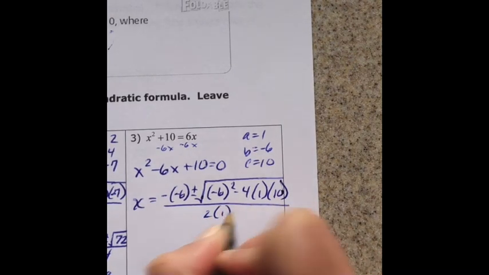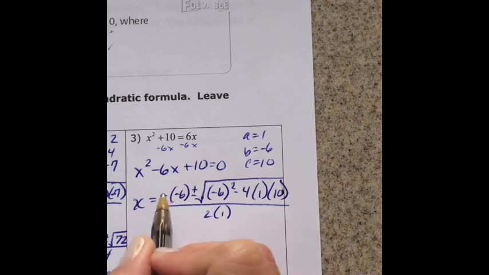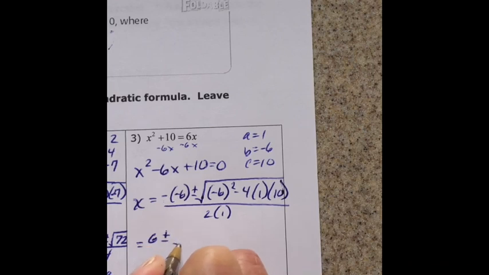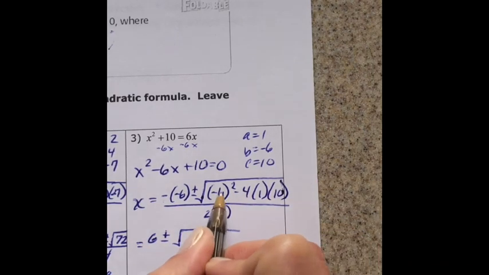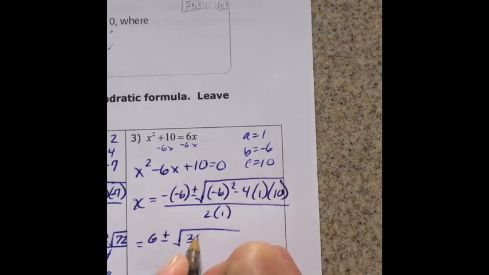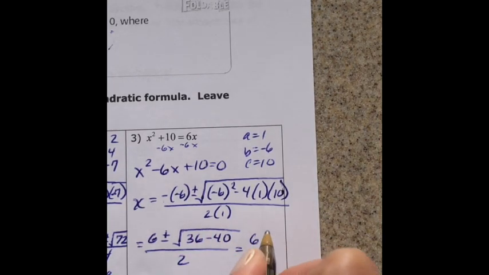Now you'll notice that I'm putting these in parentheses, because if you have the opposite of a negative 6, that turns into positive 6. Underneath the square root, when you take negative 6 squared, because the parentheses are there, it's positive 36. And then over here is negative 40. All over 2. Then I work out the underneath here, 6 plus or minus, uh-oh.